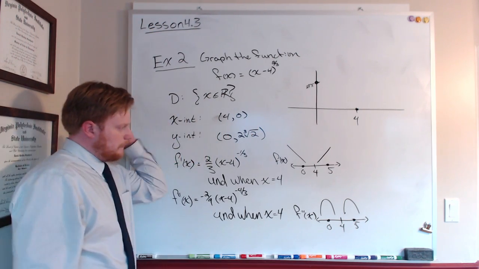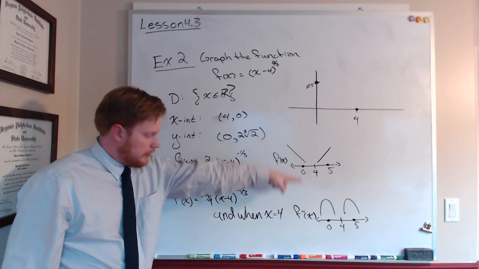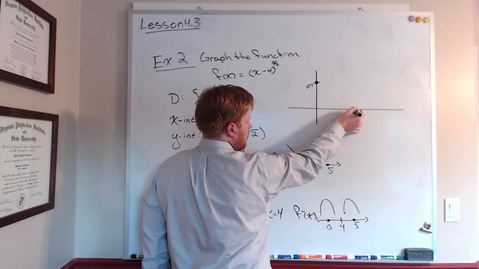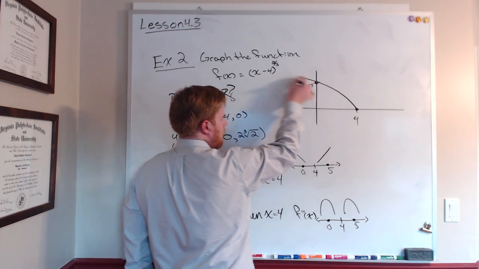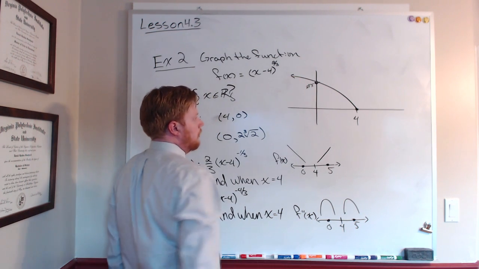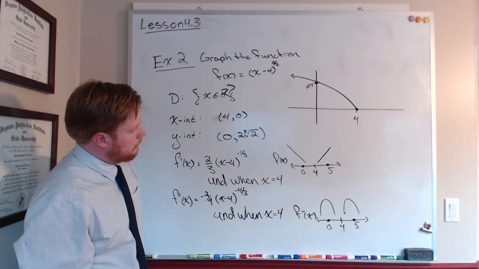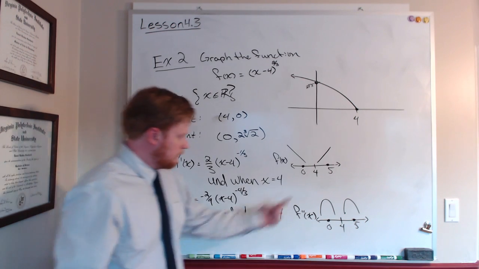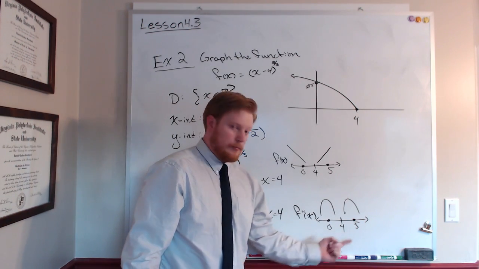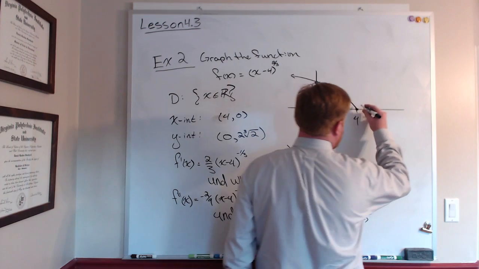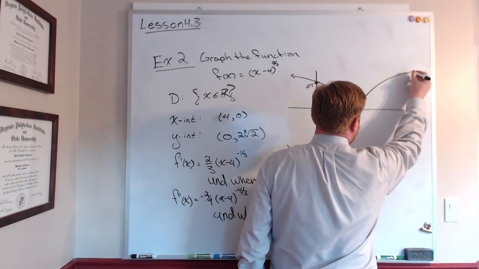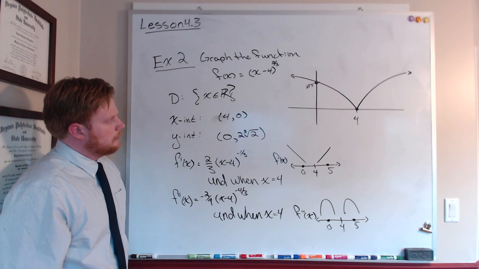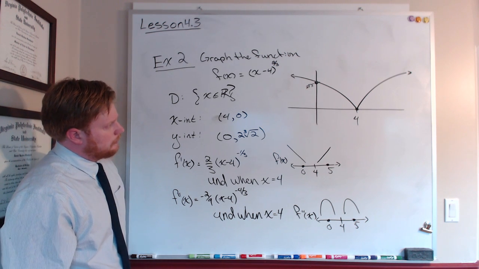So from negative infinity to 4, I'm decreasing, but I'm concave down, and I have to go through that point. So I look like that. And then from 4 to infinity, I'm increasing, but I'm concave down. So I look like that. So it's kind of like a bird.